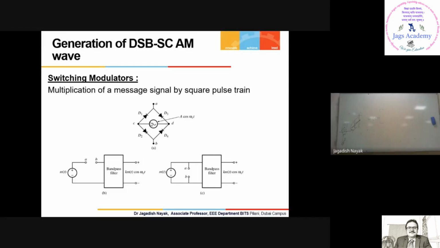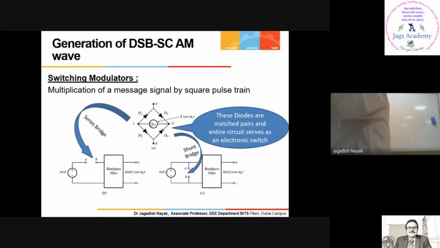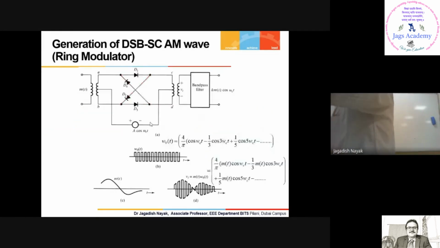Okay. Now, m of t is fed into this, and m of t and this are multiplied here. Now, m of t is multiplied by the square wave. How is the square wave represented here? See here. This is the square wave.